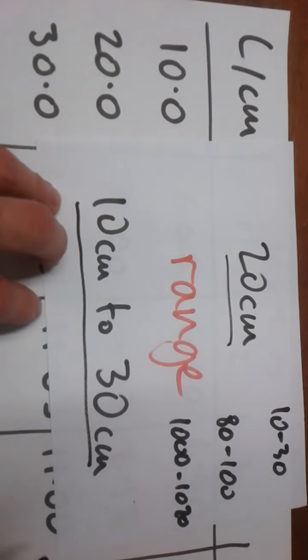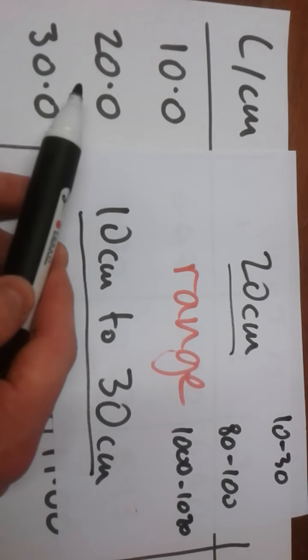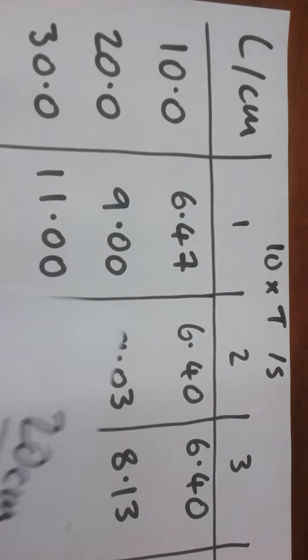It's better. So if they're asking you for the range of a particular quantity that was used, just say literally the smallest one to the biggest one. That's the range.